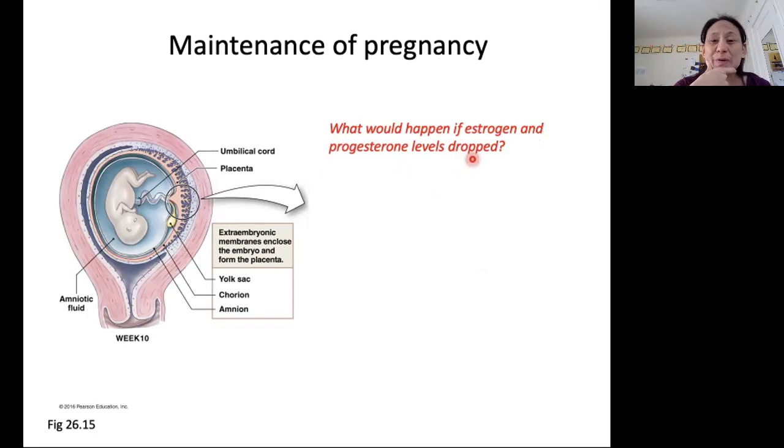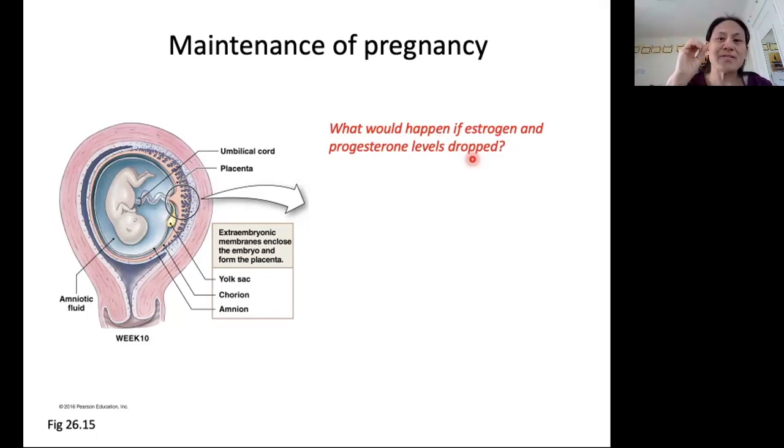Okay, so hopefully you remember if estrogen and progesterone levels drop, as they do when we don't get a pregnancy, right? So our corpus luteum dies, we lose our estrogen and progesterone. Remember that progesterone is responsible for maintaining the endometrium as a secretory structure. If we don't have that, then we enter menses and we restart the menstrual period.